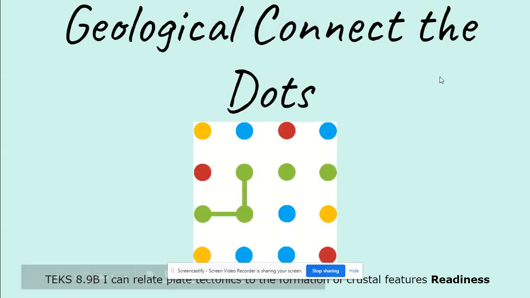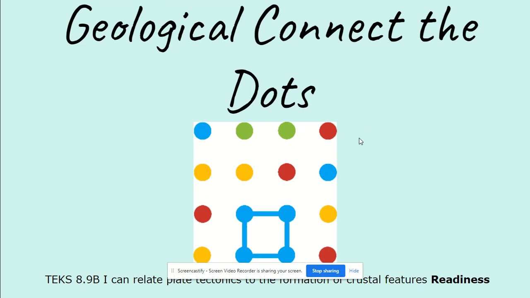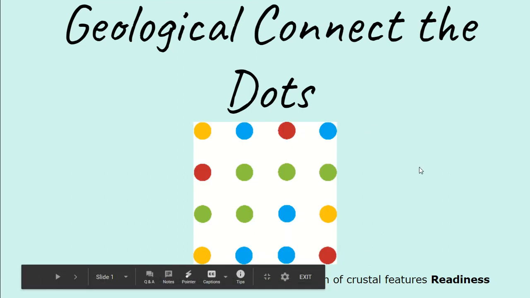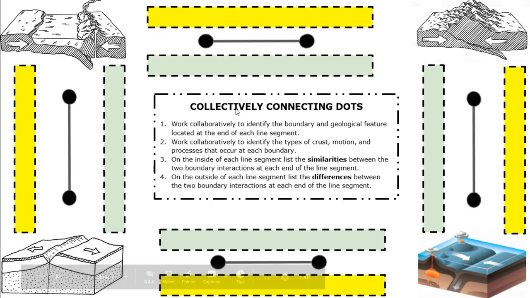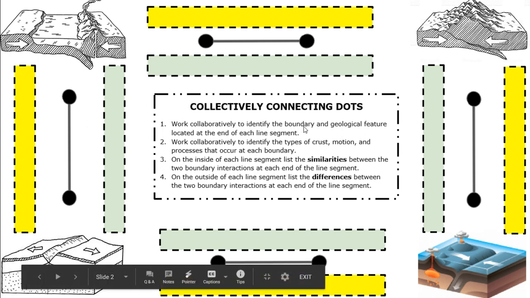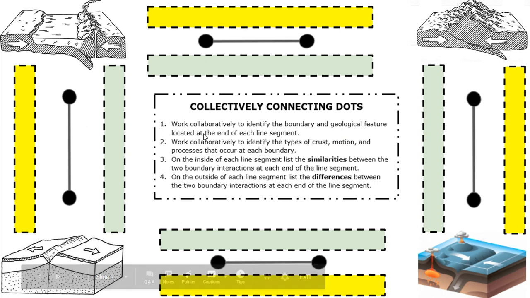Geological connect the dots. Today we're going to relate plate tectonics to the formation of crustal features. So we're going to collectively connect the dots. We're going to connect this dot to this dot. And what are we going to do? We're going to identify the boundary and geological feature located at the end of each line segment. So looking here, we would talk about the boundary and the geological features represented here.